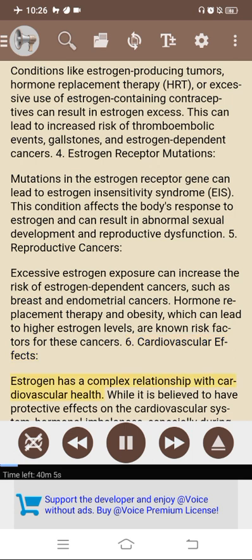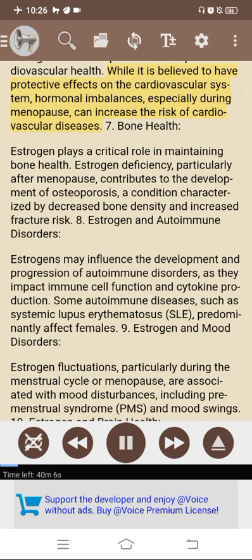6. Cardiovascular effects. Estrogen has a complex relationship with cardiovascular health. While it is believed to have protective effects on the cardiovascular system, hormonal imbalances, especially during menopause, can increase the risk of cardiovascular diseases. 7. Bone health. Estrogen plays a critical role in maintaining bone health. Estrogen deficiency, particularly after menopause, contributes to the development of osteoporosis, a condition characterized by decreased bone density and increased fracture risk.